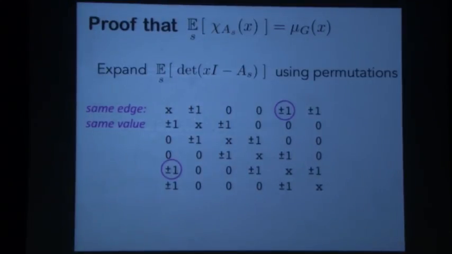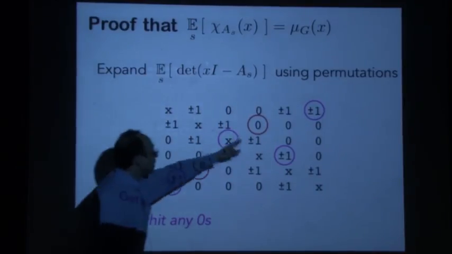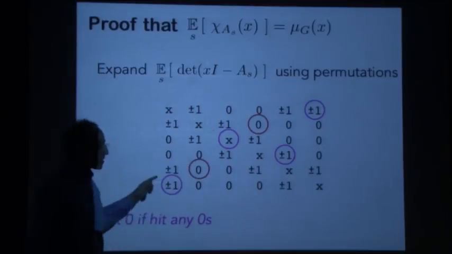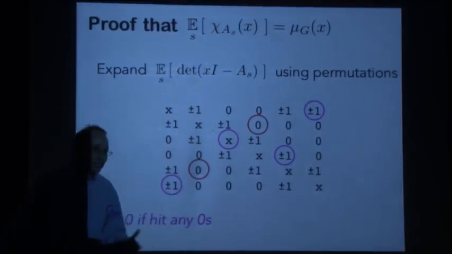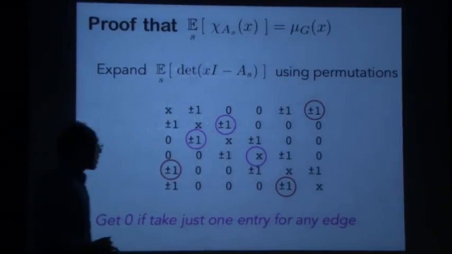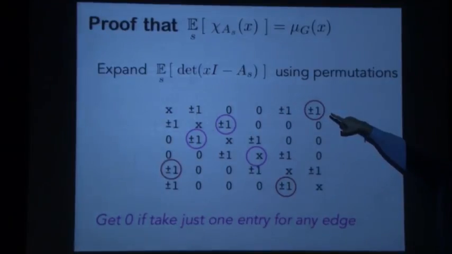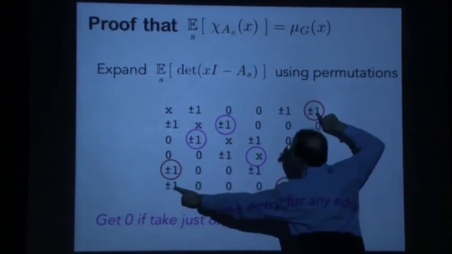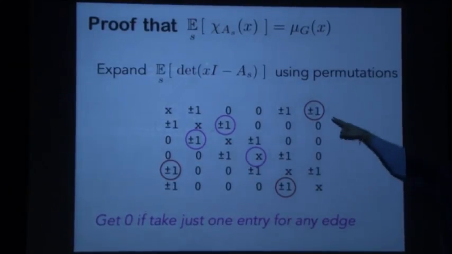Okay, so let's see what happens with our permutations. Which ones actually contribute? If I take a look at a permutation, and it hits a zero somewhere in here, remember you're taking the product of the entries, or the expected product. If you hit a zero, it contributes zero. So any permutation that hits a non-edge in the matrix contributes zero. On the other hand, remember, each edge appears here twice. And if you hit it just once, you're also going to get a contribution of zero. Let's say this edge we hit once because this permutation didn't include that one. The reason is because we're looking at the expected value of the product. And the expected value of any particular entry is zero.